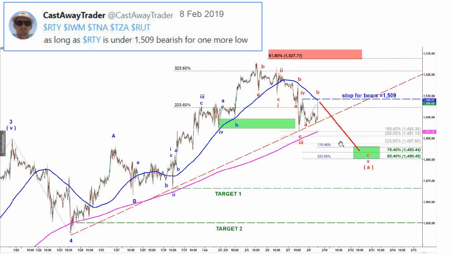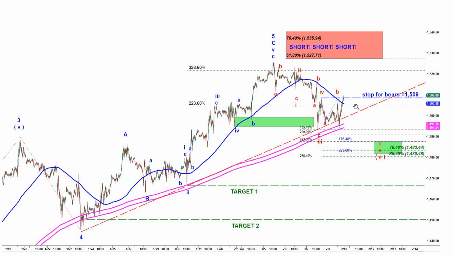I explained that pattern in detail in my video course, and it's great to learn harmonic Elliott waves because it gives you a great understanding of what your critical support and resistance levels are. So this is what happened next. We got that sharp drop.